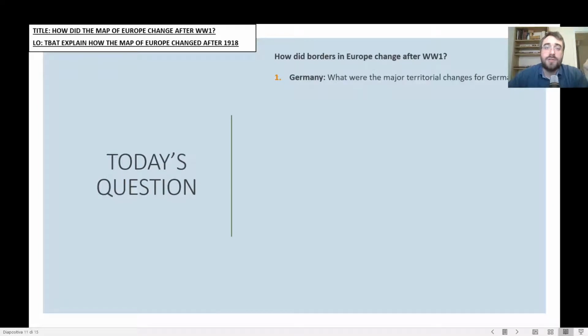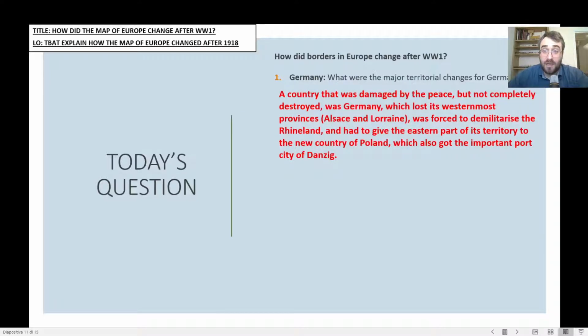Second paragraph, which is going to be on Germany. We talked about Germany a lot, but we needed to include it in this lesson, so we can say: a country that was damaged by the peace, but not completely destroyed, was Germany, which lost its westernmost provinces, Alsace and Lorraine, and was forced to demilitarize the Rhineland and had to give the eastern part of its territories to the new country of Poland, which also got the important port city of Danzig. I didn't really mention, I'm sorry about that, in this video, the Danzig corridor. You should be aware of this, you should know that, because we studied it.